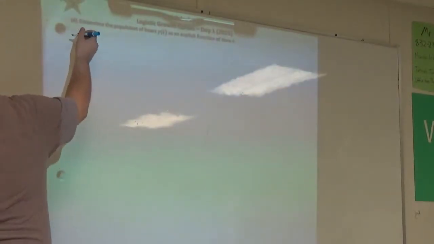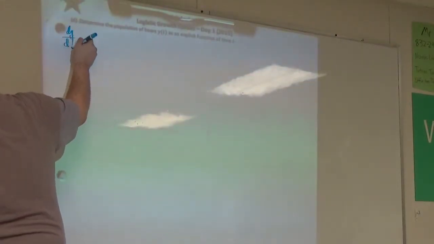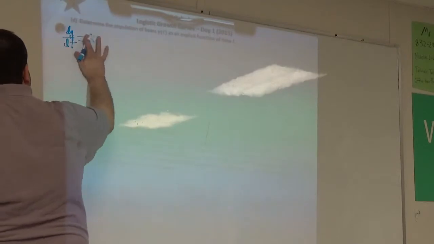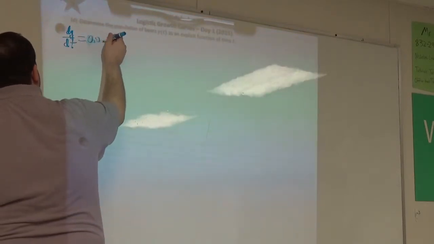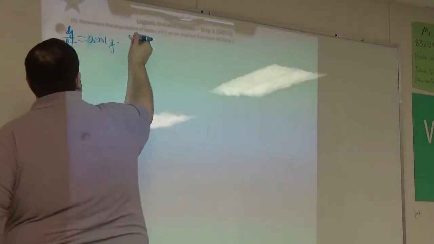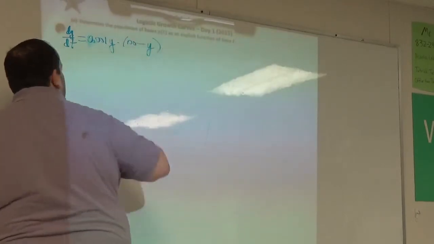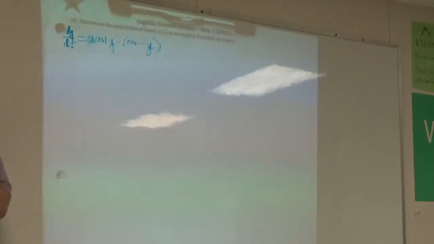All right, so dy/dt is equal to k, 0.001 y times (100 minus y). What I want to do is solve this differential equation, and I'm going to go faster than usual. Can you upload this video as well? I'm going to, hence the camera.